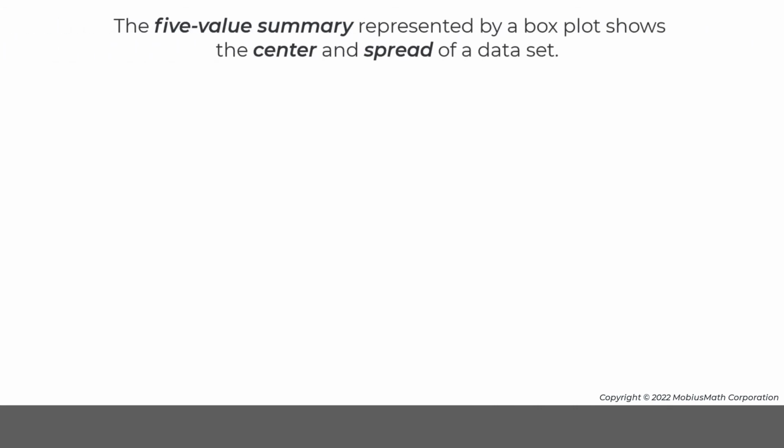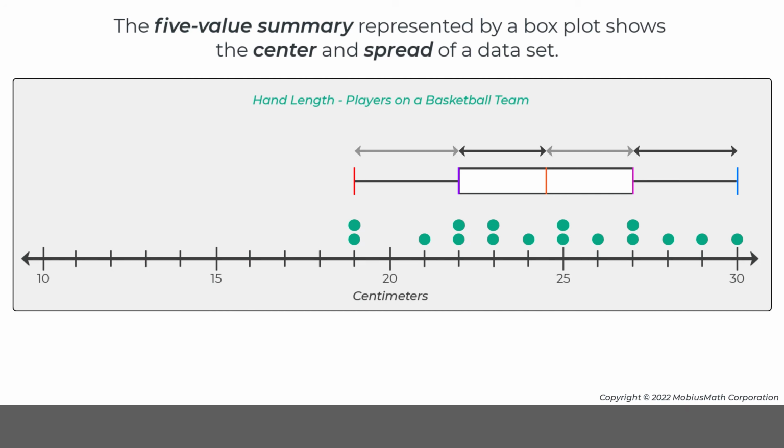The 5-value summary represented by a box plot shows the center and spread of the data set. For example, the 4 sections of a box plot each represent approximately 25% of the values in the data set. If the range of the quartiles is roughly about the same, the data points are relatively evenly spread across the range of the data set.